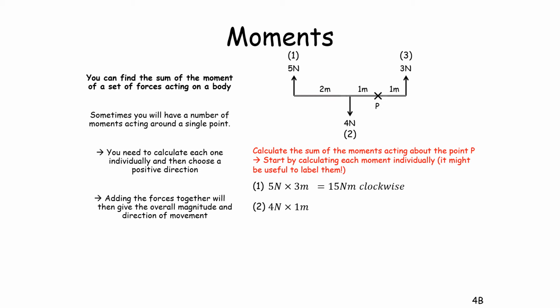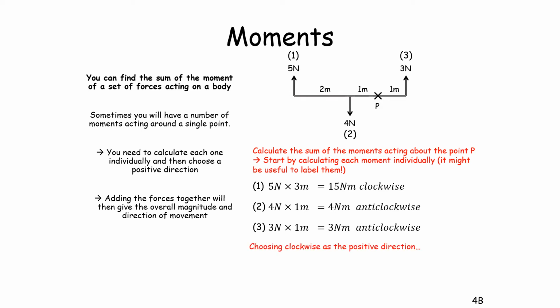The same for force 2: the perpendicular distance is 1 meter times 4 Newton, and this time this is going to go anti-clockwise. And finally, force 3 will go 1 times 3, so it gives 3 Newton meters, and this is going to go anti-clockwise. So we have 1 clockwise and 2 anti-clockwise forces.